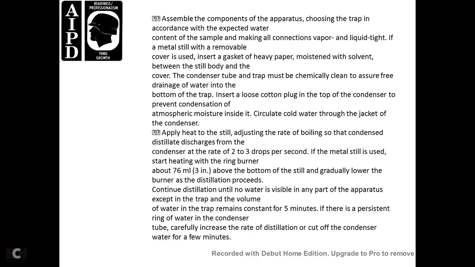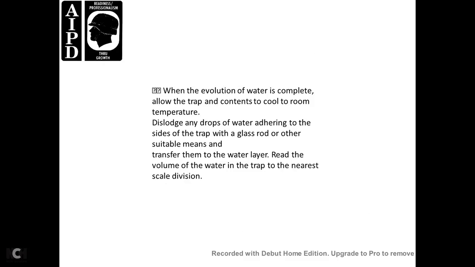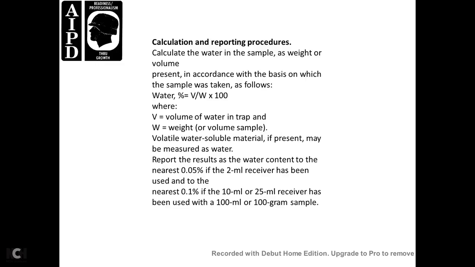If there is a persistent ring of water in the condenser tube, carefully increase the rate of distillation. Cut off the condenser water for a few minutes. When the evolution of water is complete, allow the trap contents to cool to room temperature. Any drops of water adhering to the side of the trap, with a glass rod or other suitable means, transfer to the water layer. Read the volume of the water in the trap to the nearest scale division.